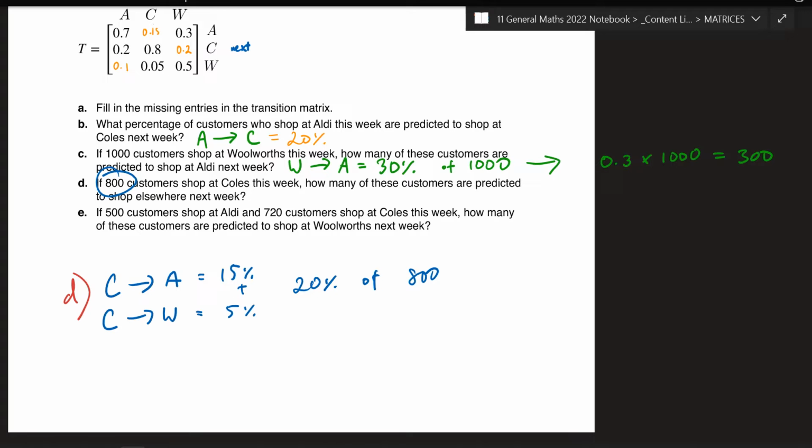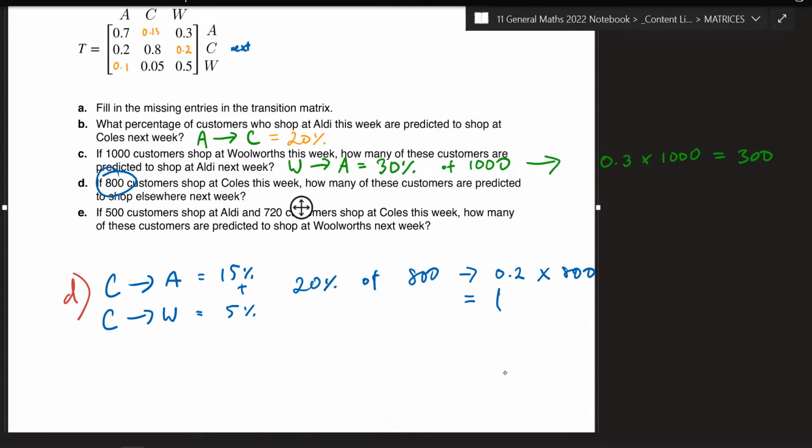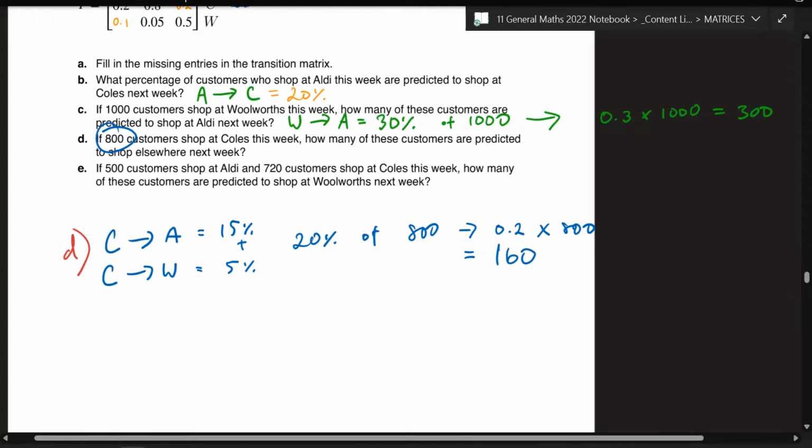Okay, so that's going to be 0.2 times 800, which would be 160. Thank you. So 160 shoppers will go elsewhere next week. Okay. All right, and let's do E.